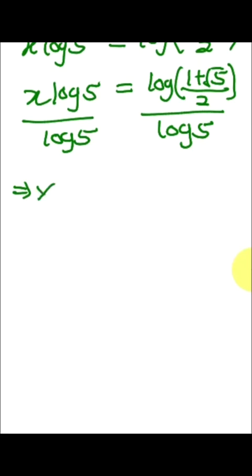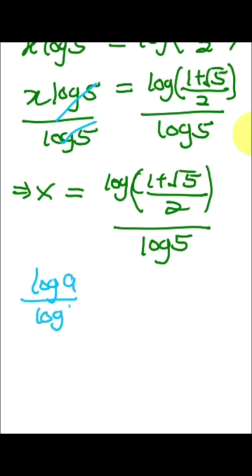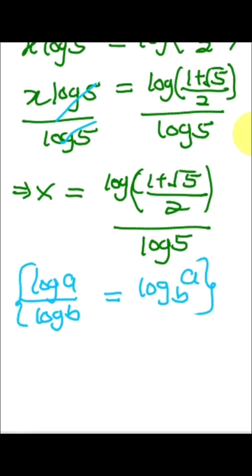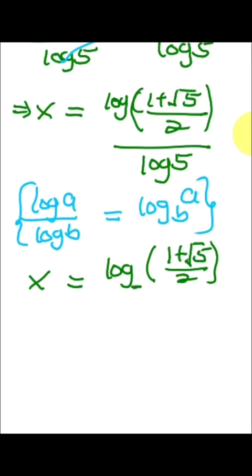So we have x equals log of 1 plus root 5 divided by 2, divided by log 5. Also note that log a divided by log b can be written as log a to the base b. Using this logarithm property, x is equal to log of 1 plus root 5 divided by 2 to the base 5. So this is the value for x that makes the equation true.